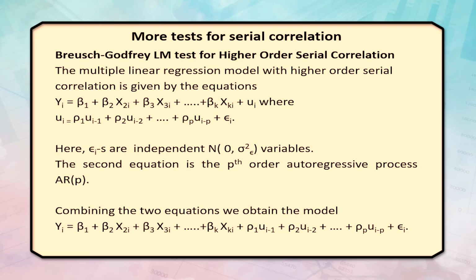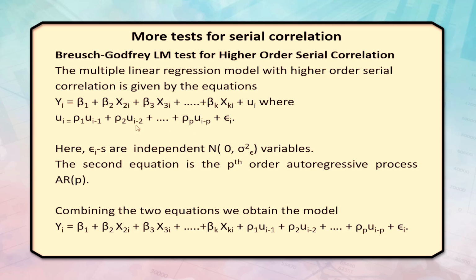To begin with, we consider the k variable linear model with an AR(p) scheme. The linear model is shown as yi regressed on an intercept and variables x2 through xk, with the random disturbance term ui, which has an AR(p) scheme. So, ui depends on ui-1 through ui-p, with another term, epsilon i, which is independent, normal, mean 0 and variance sigma square epsilon.